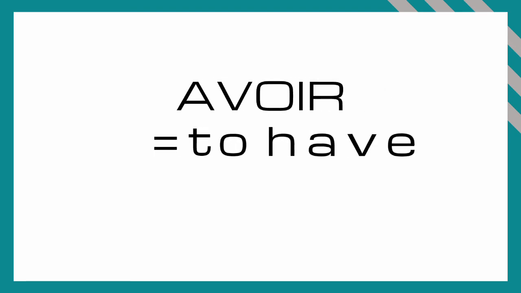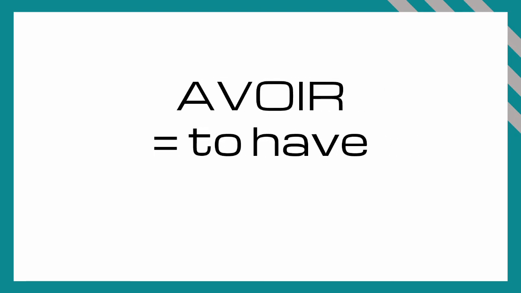In today's lesson, we are going to be learning the conjugation of the verb avoir, which means to have. The verb avoir, along with the verb être, are some of the most commonly used verbs, and both of them are also an auxiliary verb.